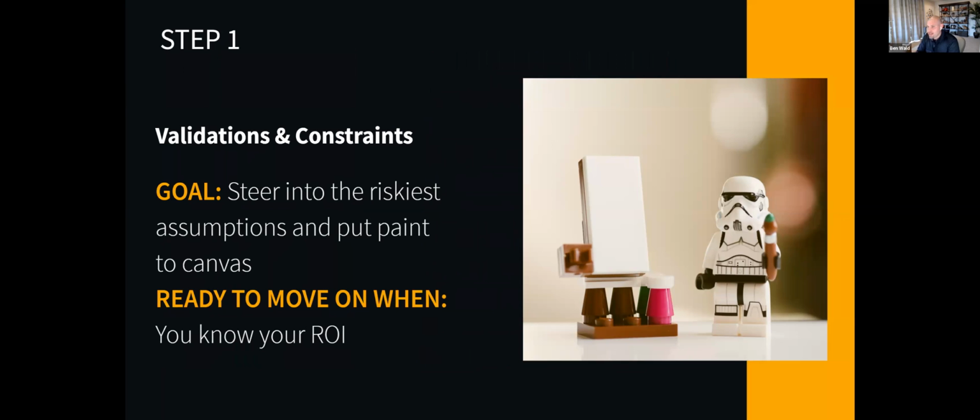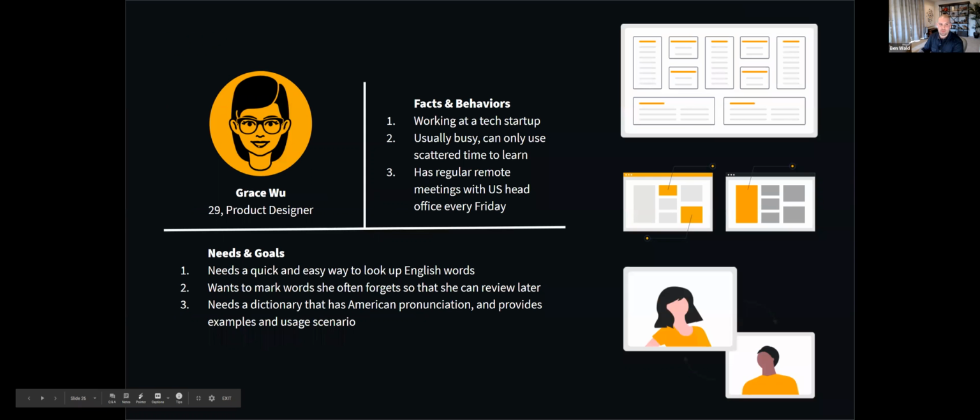So step 1, validation and constraints. The goal here is that we want to steer into the riskiest assumptions up front. And what we want to do is start painting on a blank canvas. You're ready to move on when you know what your ROI is going to be. You've landed that somewhere. And I'm going to step through a couple of the tools that we use.